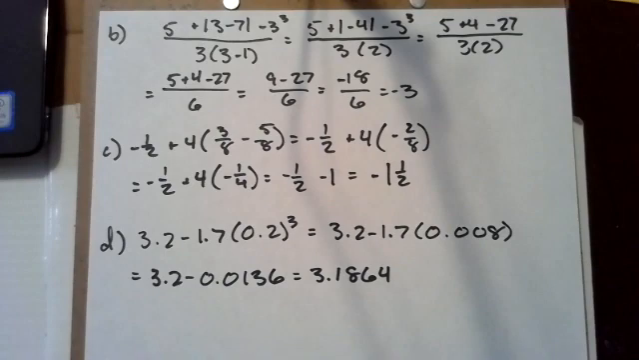For the final problem, we have 3.2 minus 1.7 times 0.2 cubed. So the first thing we want to do is evaluate that 0.2 cubed. 3.2 minus 1.7 times 0.008, or 8/1000ths.